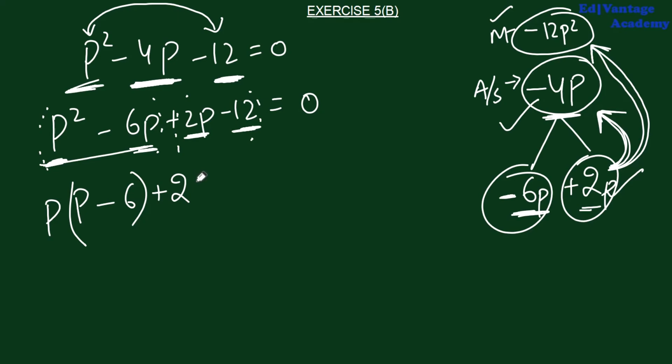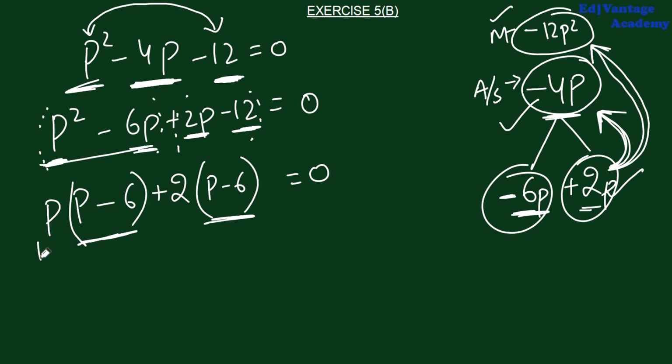If you have doubt, please read at least for half an hour about factorization, how to do it. So 2 into p is remaining, and what is remaining here? 2 sixes are 12, and the sign is plus into minus. Plus 2 into what gives minus 12? Minus 6. So we get p square minus 6p plus 2 into p minus 6 is equal to 0. One thing you need to remember: if this bracket and this bracket come exactly the same, then you are doing it correctly. Otherwise you are doing it wrong.